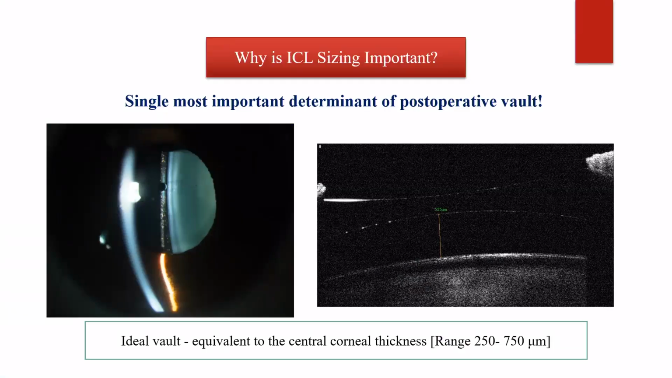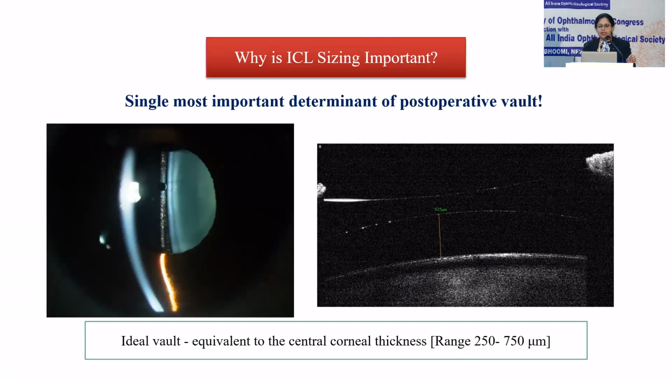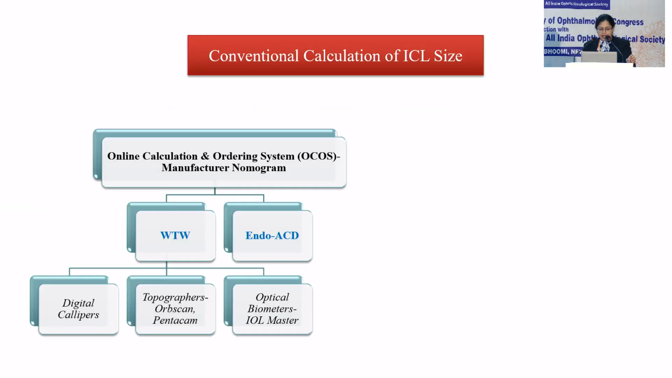Yeah, so ICL sizing, new formulas and OCT based sizing is the way to go is what I'm going to defend, no financial disclosures. So we all know why sizing is important, because it's the single most important determinant of the post-operative vault, which we want to be within 250 to 750 microns ideally.